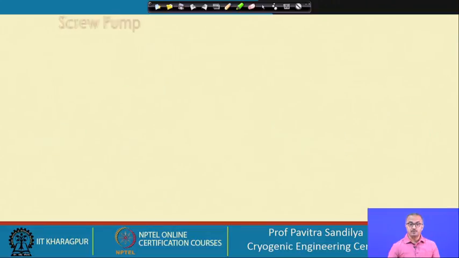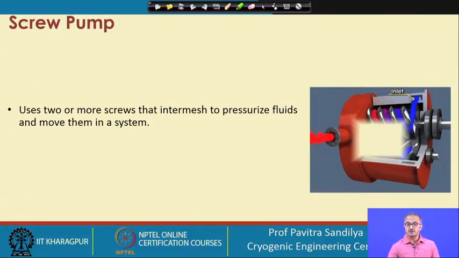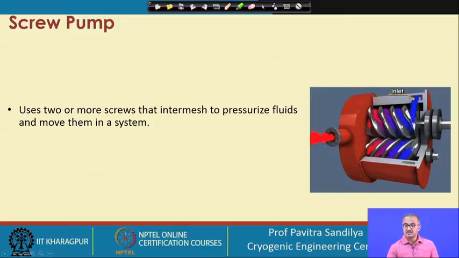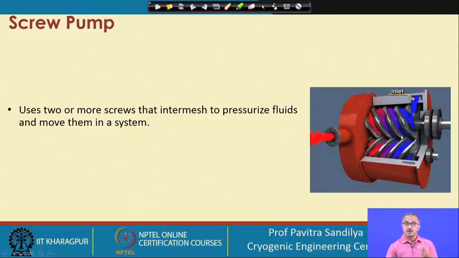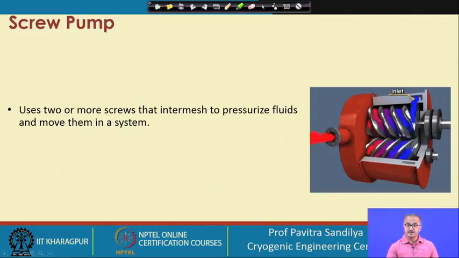Next we go to the screw pumps. The name suggests that we are using some kind of screw, and you can see these are the screws here. From here the inlet is coming, and there is a pair of screws through which the liquid is flowing. Because of this reduced spacing between the screws, the liquid is getting pressurized, and ultimately it is coming out from this delivery line.